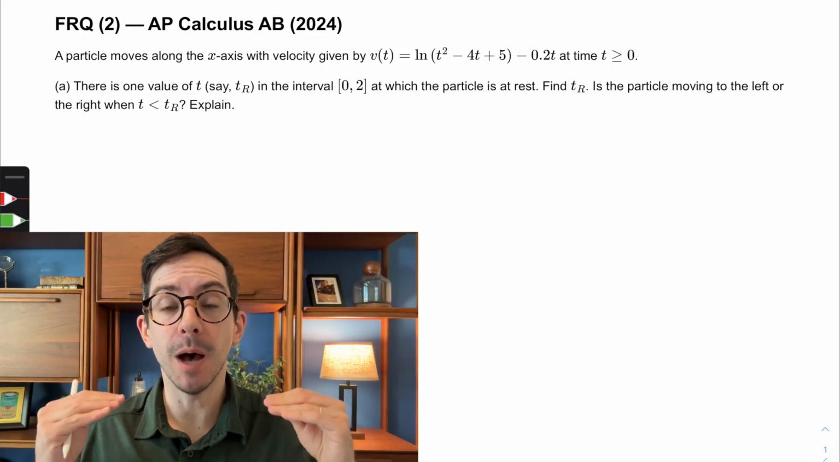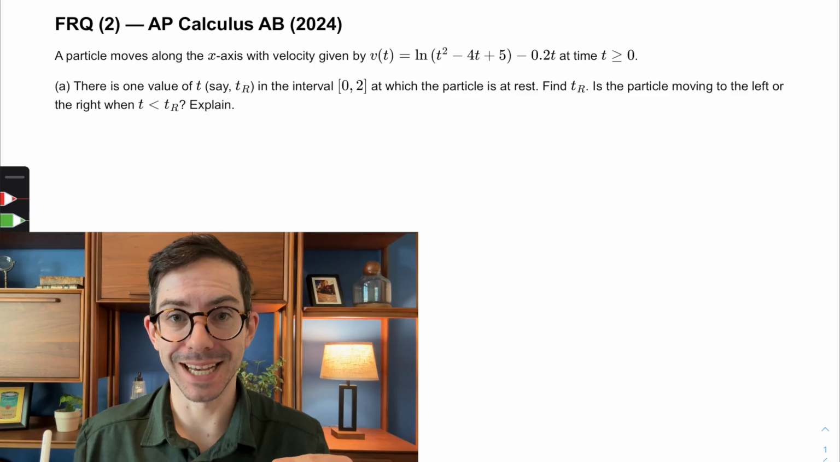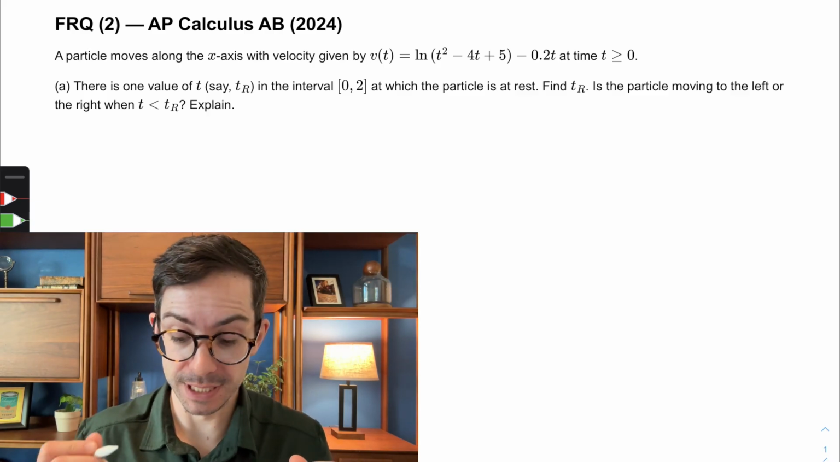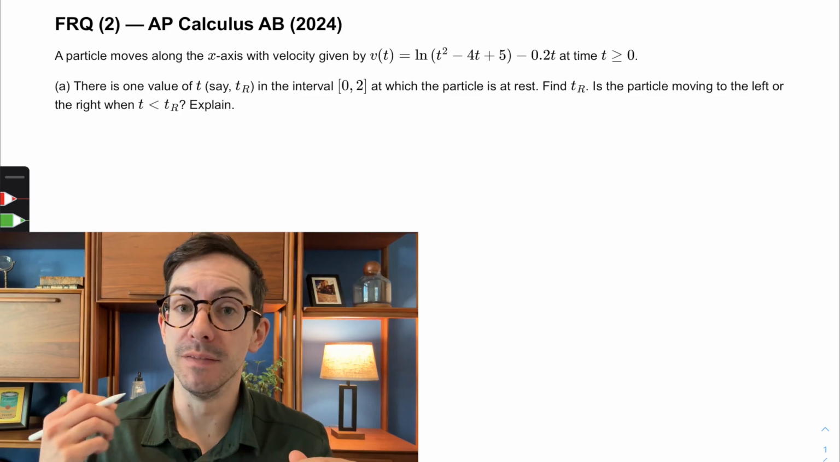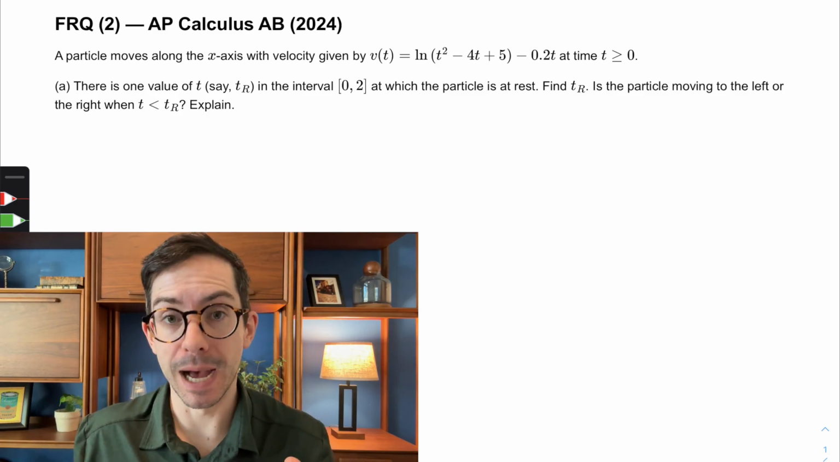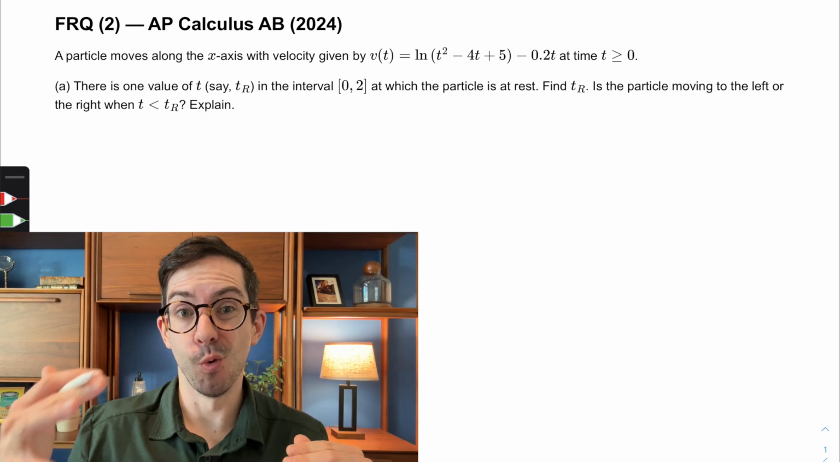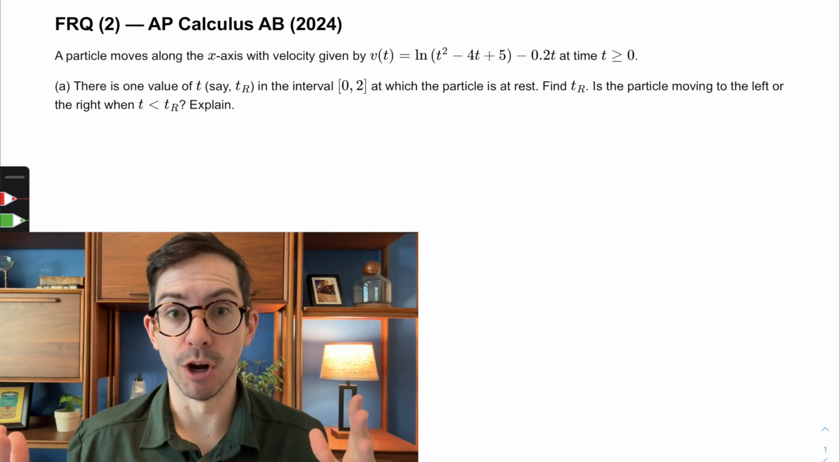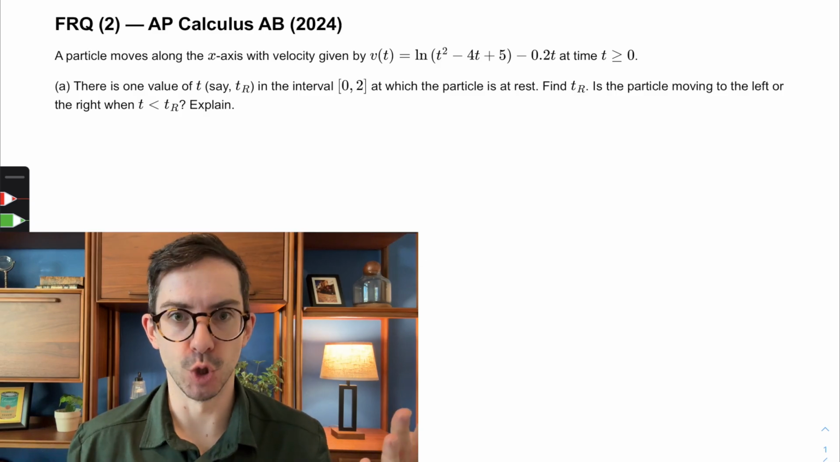Let's dive in. So, as I said, this problem is all about motion along the x-axis, and we're really not given that much information at all. We're just told that for t greater than or equal to 0, the velocity of the particle is given by this function. And we're going to go wham bam through parts A to D and figure out a lot of what this particle is doing.